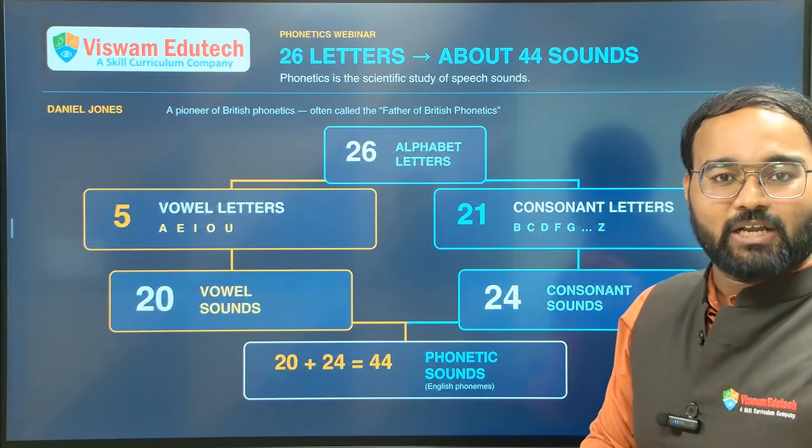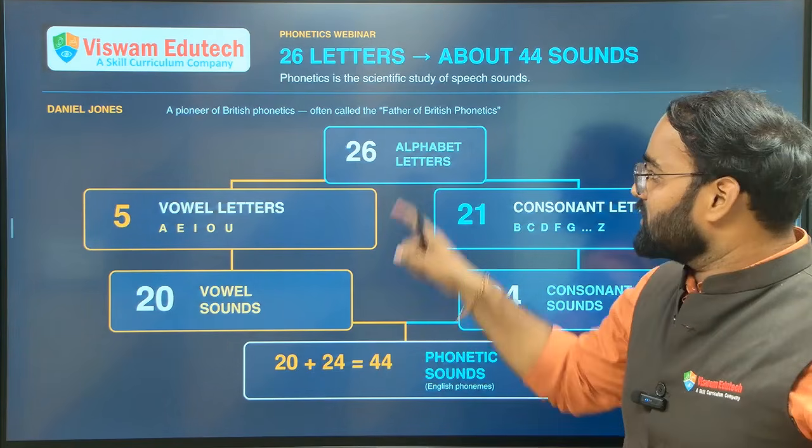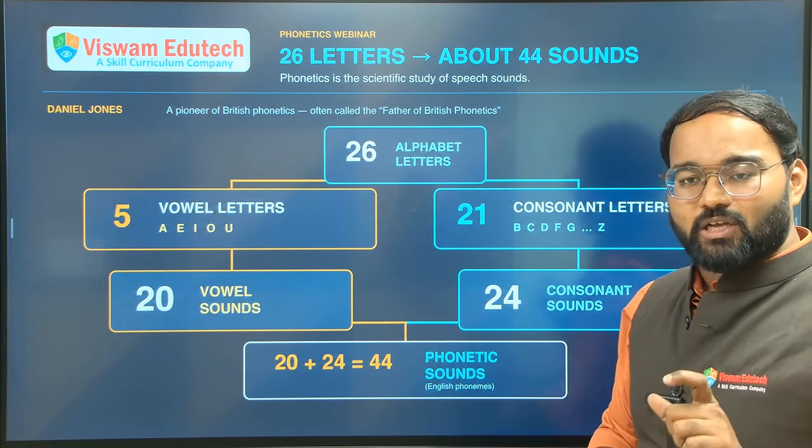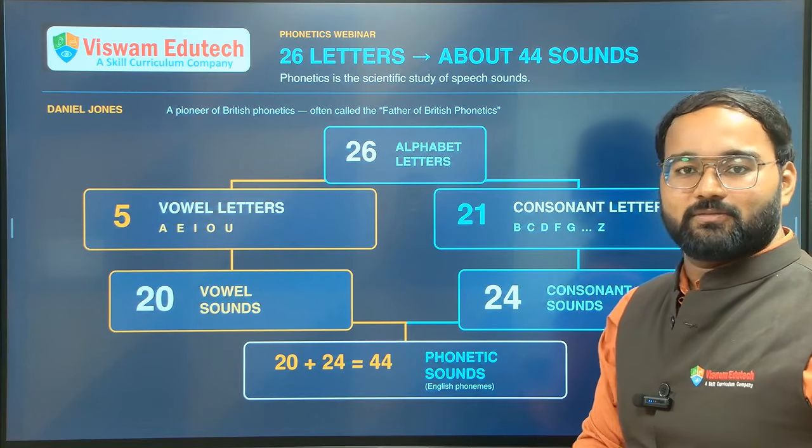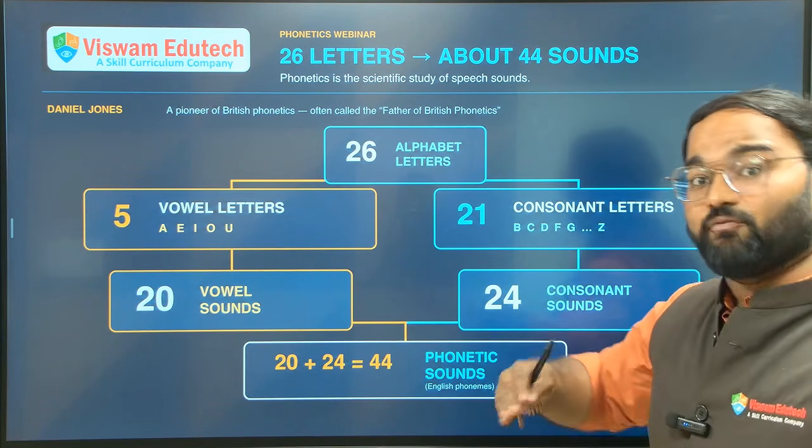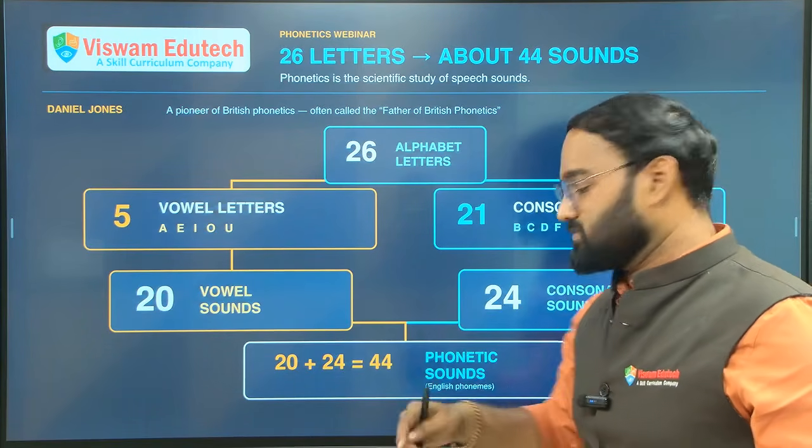From this moment, let us correct ourselves. 26 letters together are called the alphabet. Then what is alphabets? When do we use alphabets?